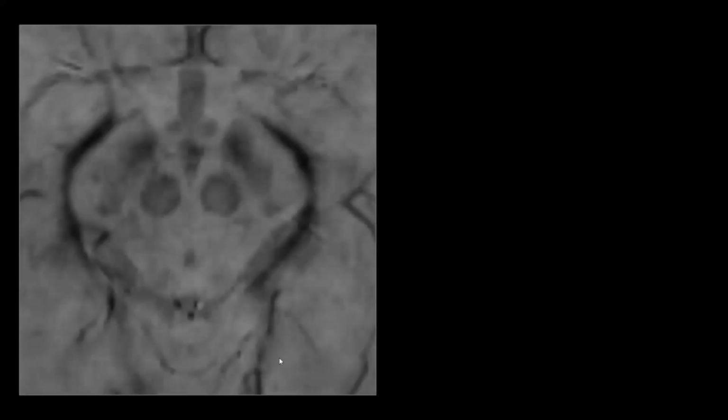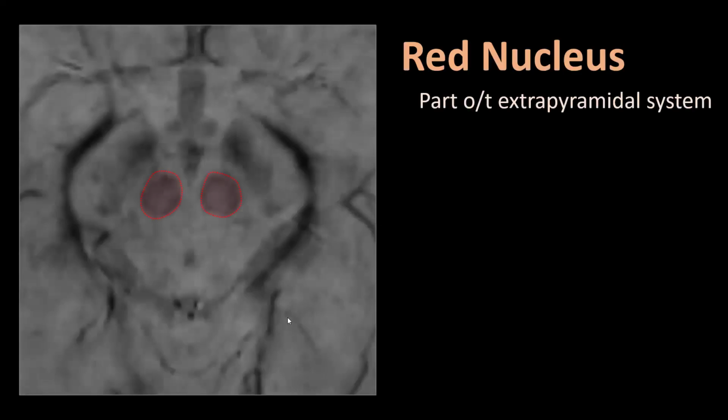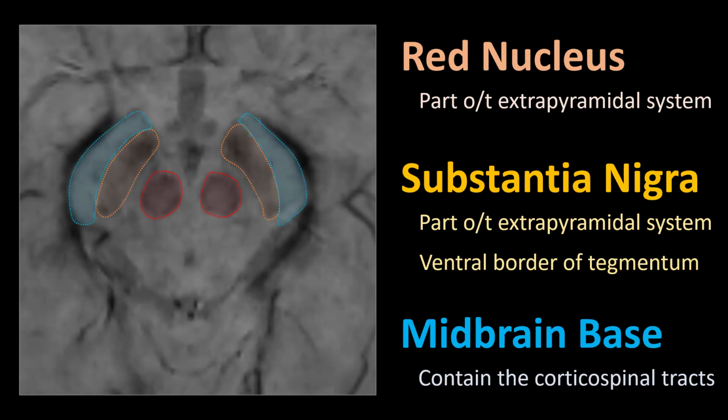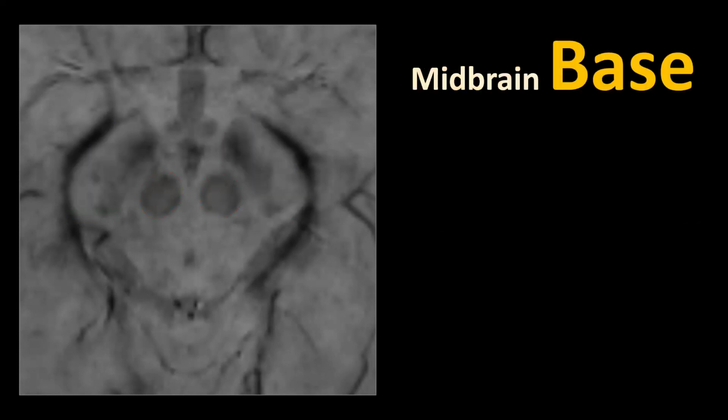So let's look at a bit more detail. This is the red nucleus, part of the extrapyramidal system, and this is the substantia nigra, also part of the extrapyramidal system. The substantia nigra basically is the ventral border of the tegmentum, which means that the structure located behind it has to be the midbrain base containing the corticospinal tracts. This is the midbrain base, so it has to be located over here.